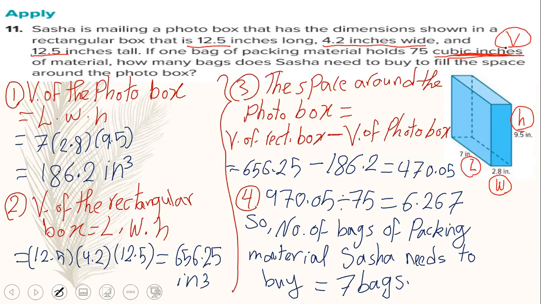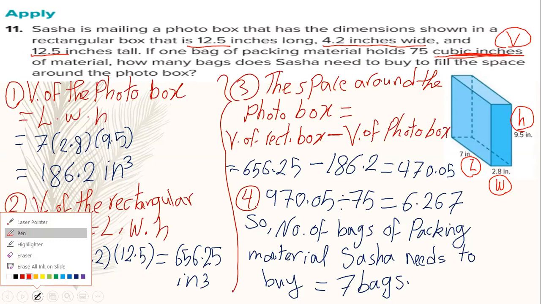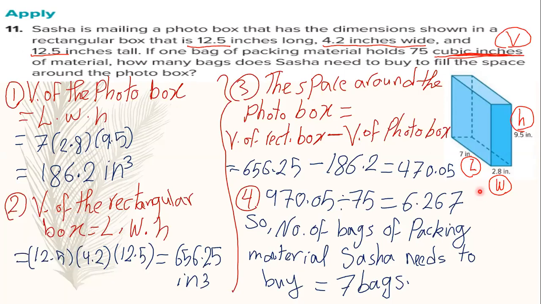So Sasha is mailing this photo box, which is shown in the figure, inside a bigger rectangular box which has these dimensions. And the question is about the space, and how many bags of packing material she needs to fill the space around this photo box inside the rectangular box. This is about volume, so directly we will write the formula of the volume.